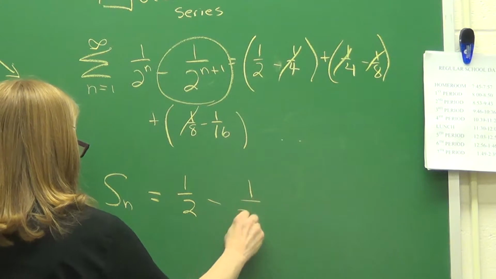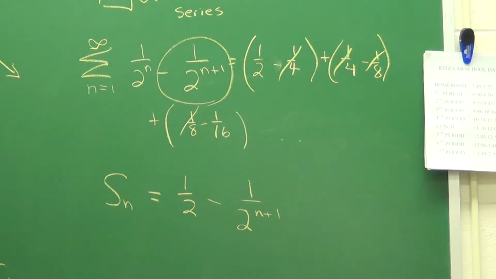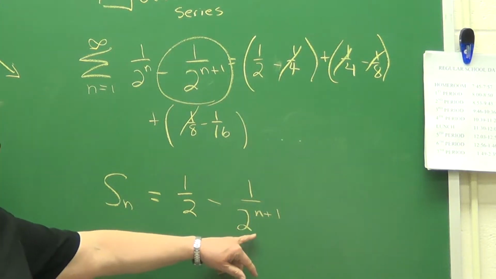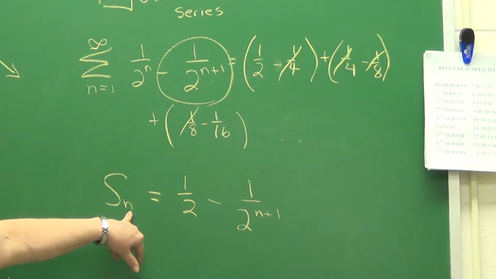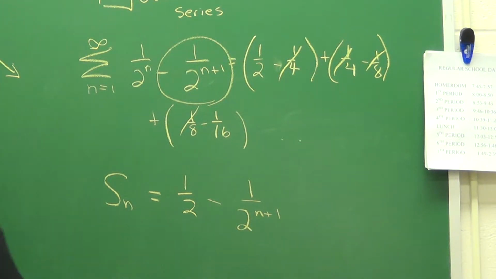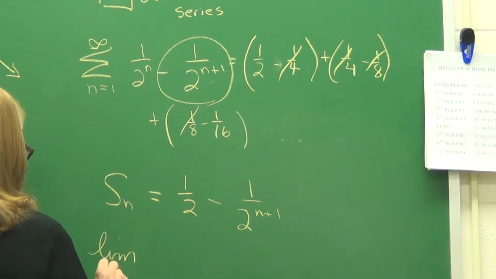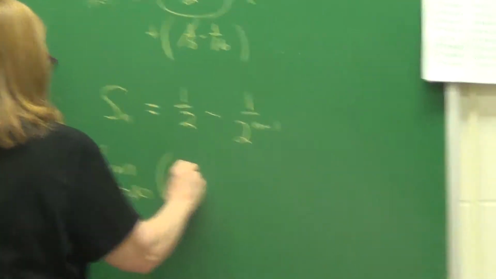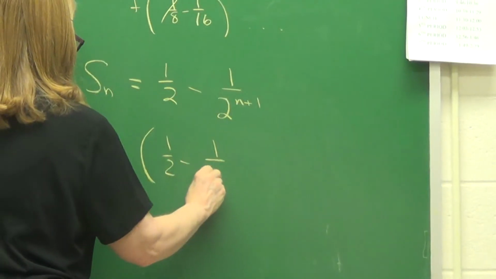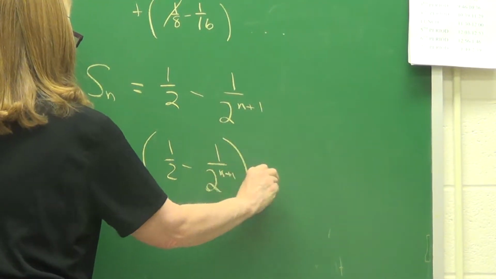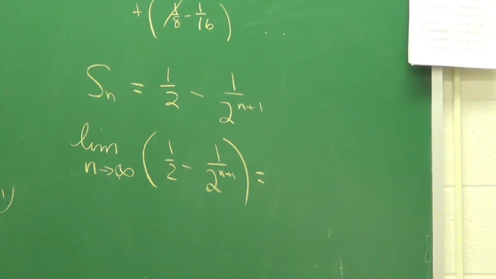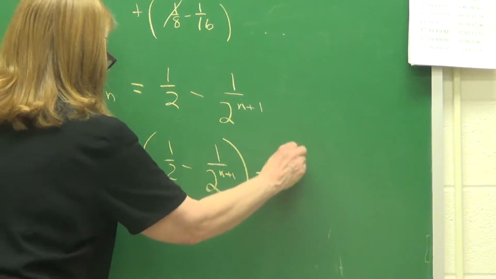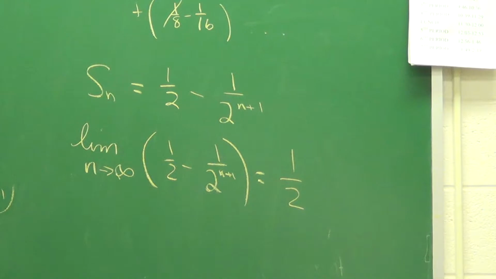Minus 1/2 to the n plus 1. So that's if we take a partial sum and stop it at n. But we want to go for infinity. How do we do that? We take the limit of this, 1/2 minus 1/2 to the n plus 1. So, Gianni, what happens to that limit when you take it? It goes to 1/2. It does, because this zeroes out, and we just get 1/2. All right, so they're not so bad.